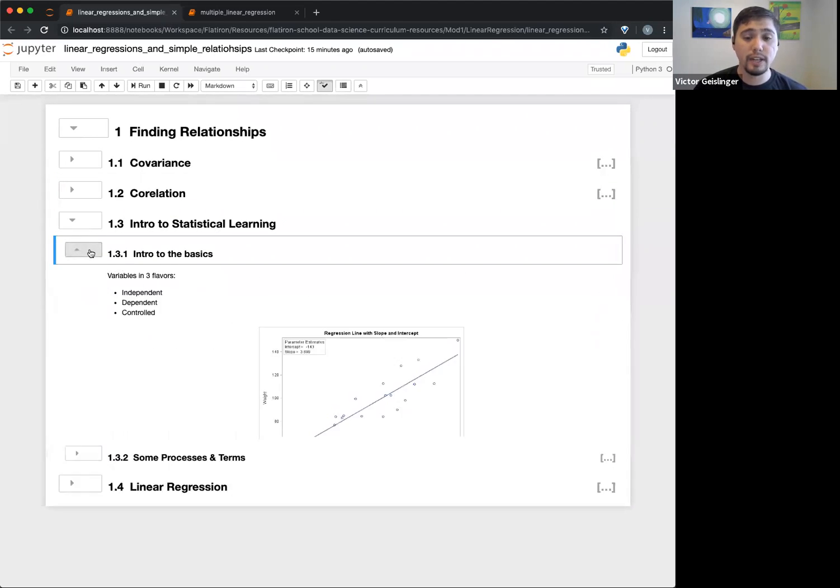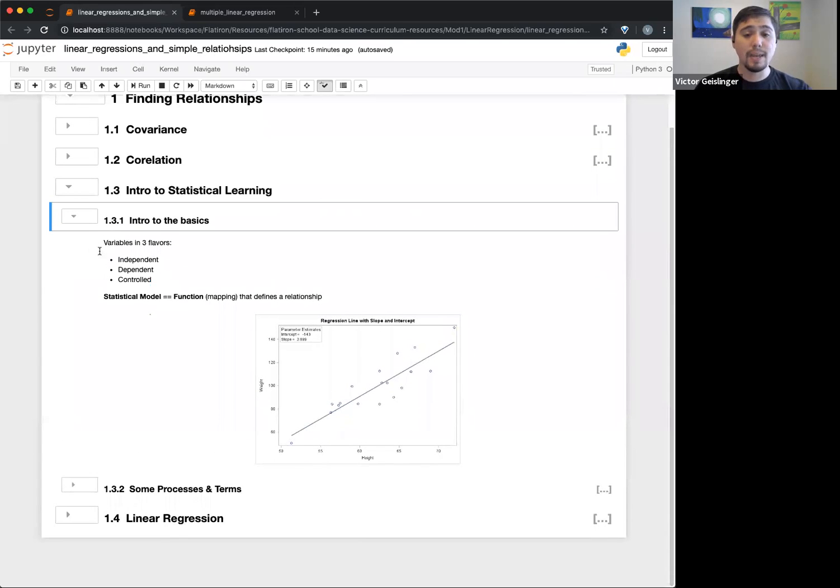So in statistical learning, our idea is that we have our different variables, right? We have our independent, our dependent, and our controlled variables. If you're familiar with science, these are pretty classic. Your independent is the one that you're adjusting. You know, we say we're adjusting, but it changes something. And we usually look at one dependent variable. Sometimes we'll call this the target.